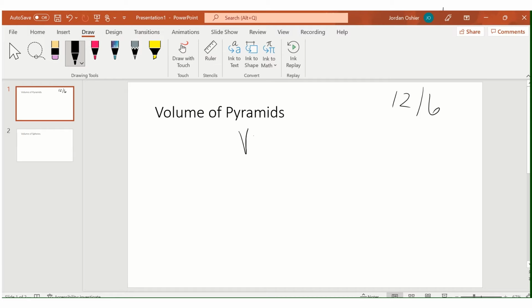So volume of a pyramid is the formula volume equals 1/3 area of the base times height. Remember that capital B from the last lesson is area of the base. We're going to draw two pyramids and calculate their volume.